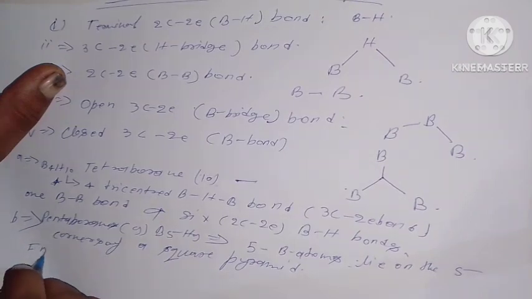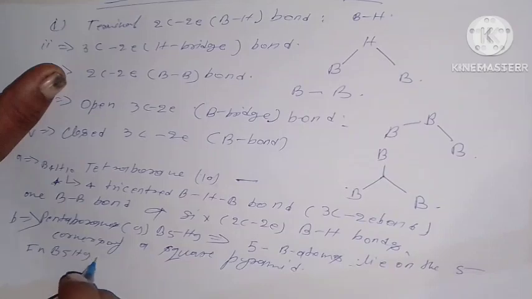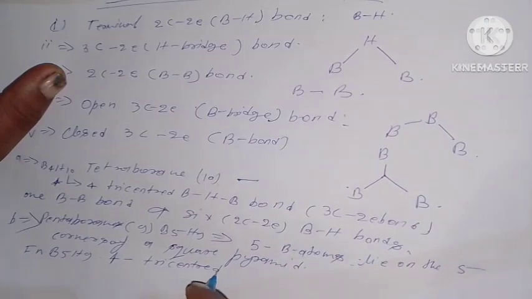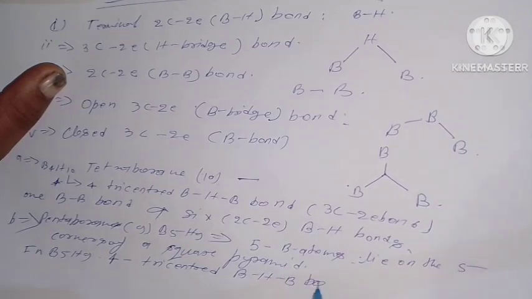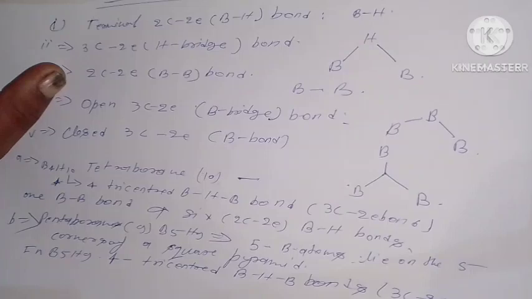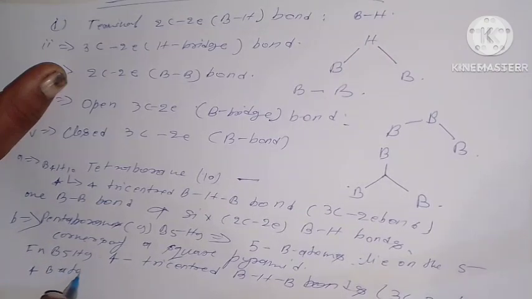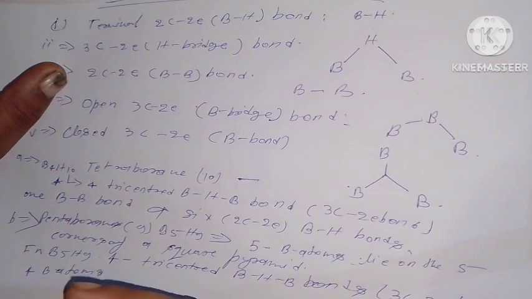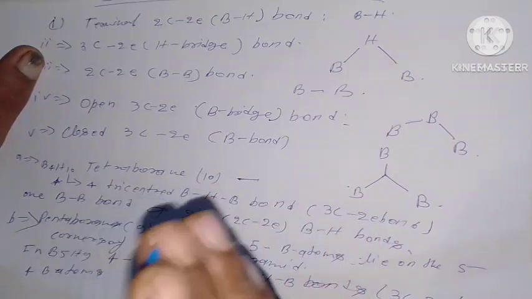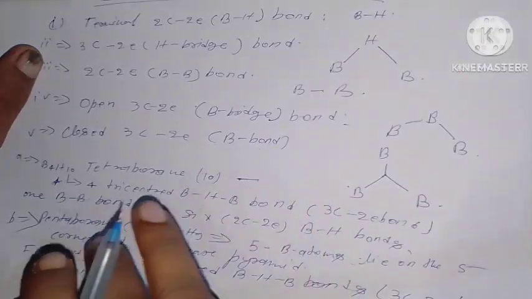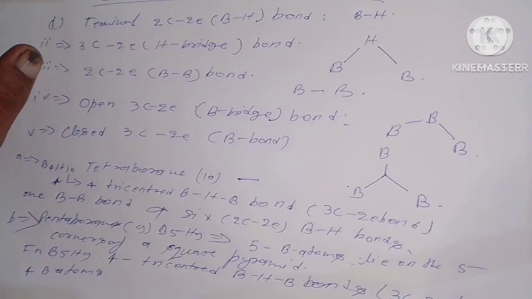Okay. In B5H9 there are 4 tri-centered boron hydrogen boron bonds, 3 centered 2 electron bonds. Okay, and 4 boron atoms are joined to one boron atom. It also possesses 5 terminal boron hydrogen bonds, 2 boron bonds, and 1 boron bond. Okay, point C, and you can also see.